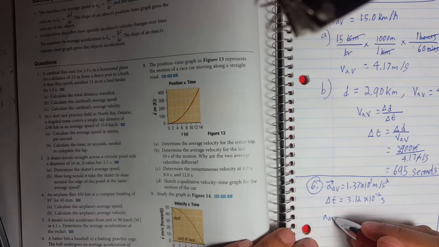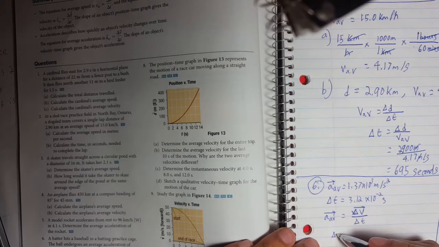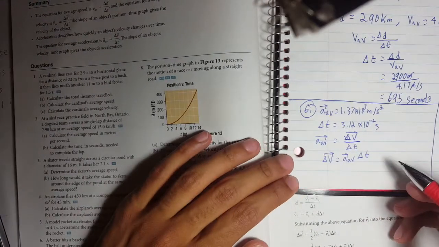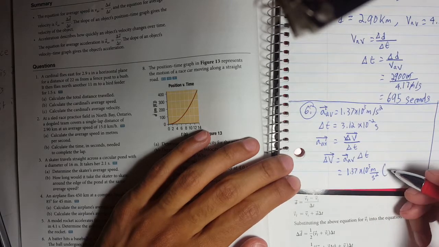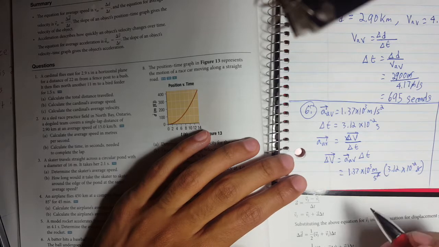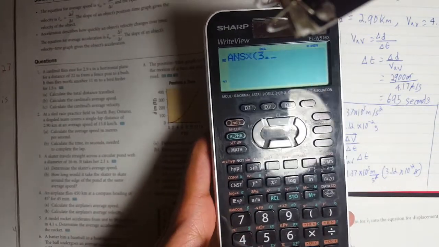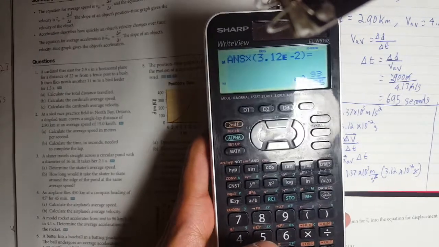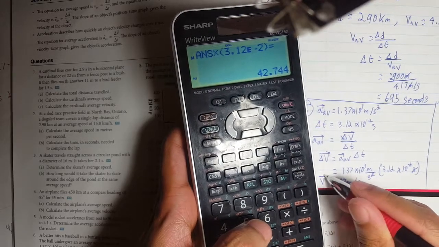So it's telling you to find the velocity. So you can just rearrange the formula. It's very simple. Change in velocity over time. Velocity equals average acceleration times time. And so 1.37 times 10 to the power 3 meters per second squared times 3.12 times 10 to the power -2 seconds. Second and second squared cancel, so meters per second is just left over. And if you do that, 1.37 times 10 to the 3 times 3.12 times 10 to the -2, you end up getting 43 meters per second as the velocity. Very simple.